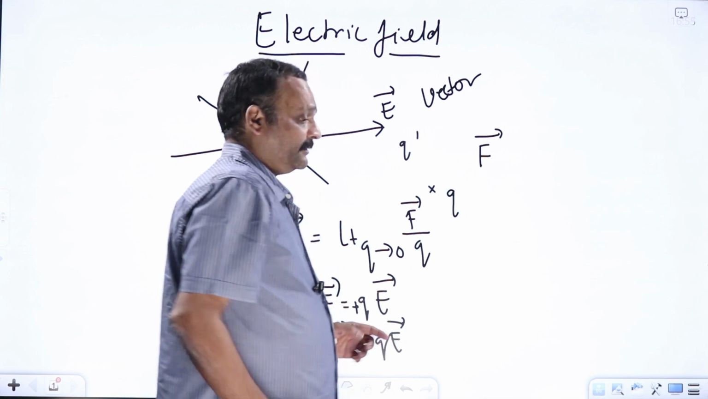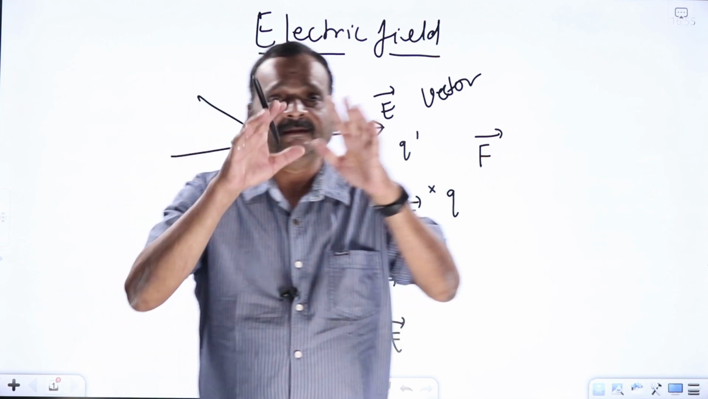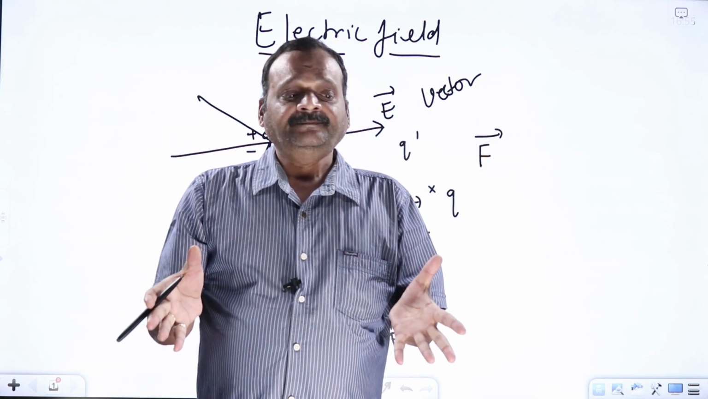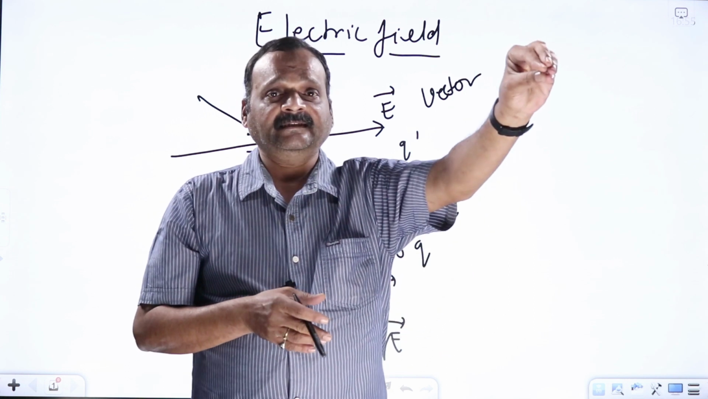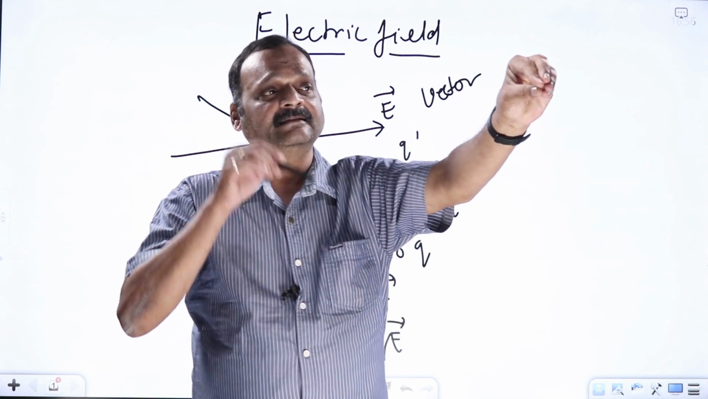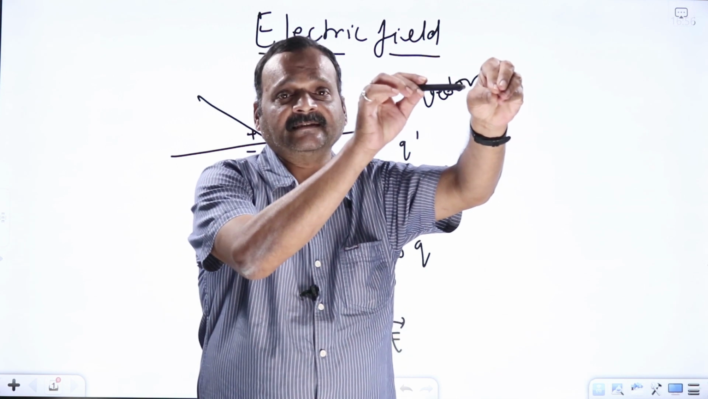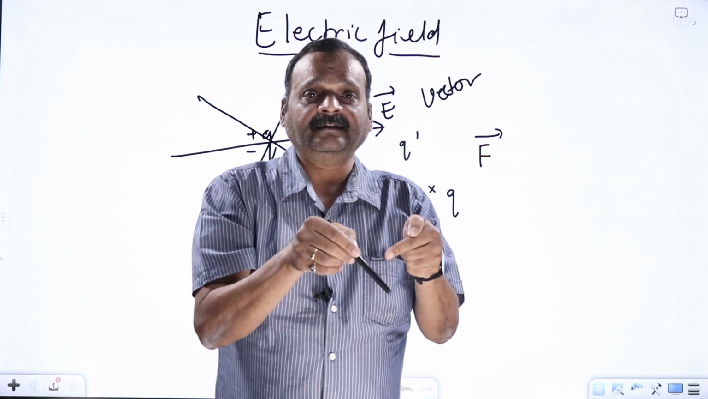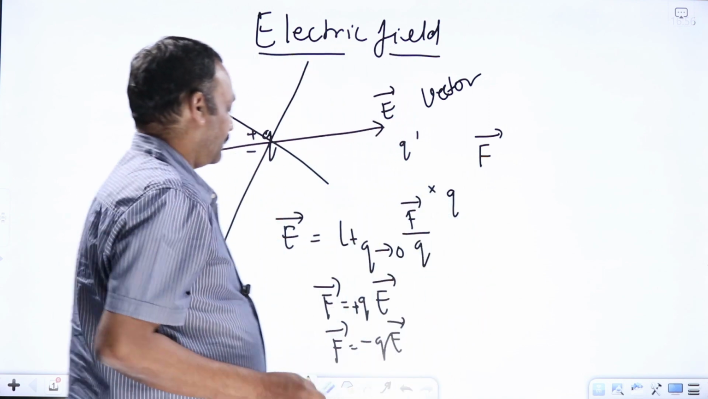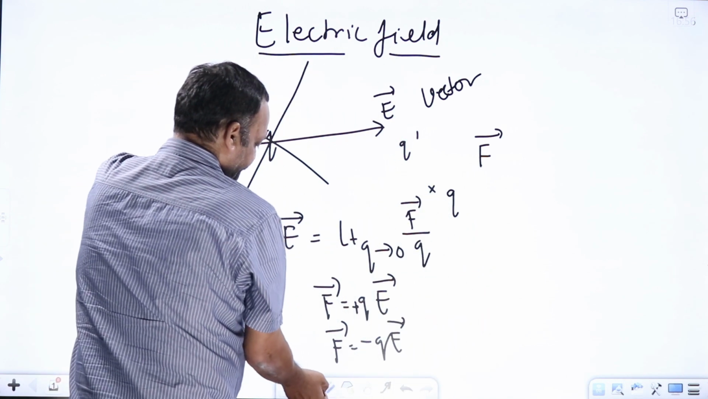So a charge produces something known as an electric field around that region. Whenever you put some other charge in that region, this electric field will exert some force on that charge. By measuring that force per unit charge, I can measure the intensity of the electric field or simply electric field.